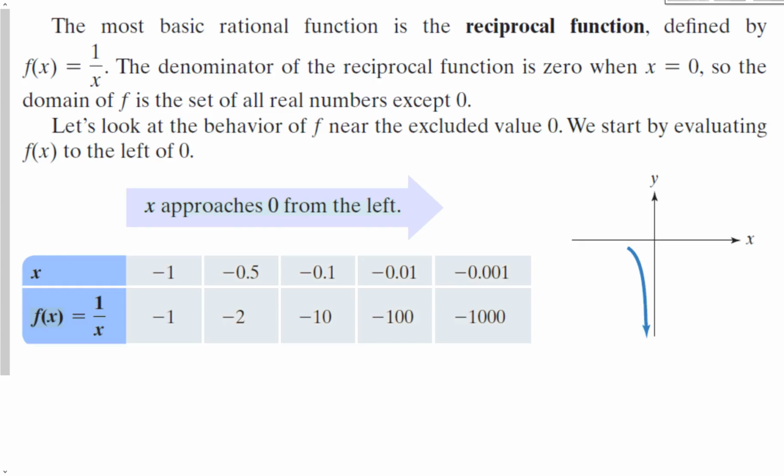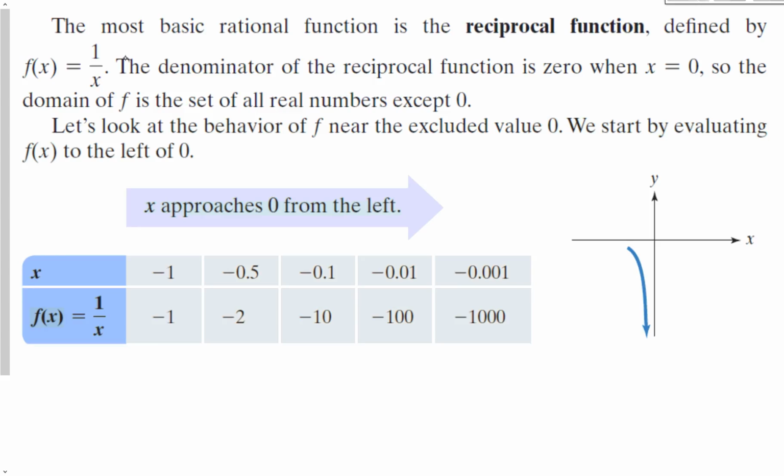So one of the most basic rational functions is called the reciprocal function, defined by f of x is equal to 1 over x. The denominator of the reciprocal function is 0 when x is equal to 0. So the domain of f is the set of all real numbers except for 0. Makes sense, right? If we set the denominator equal to 0, okay, this function is not defined. So this function is defined for everything except for 0.